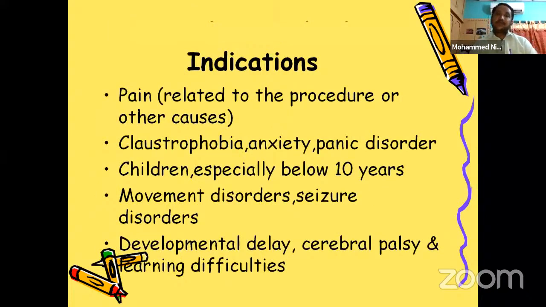Then coming to indications. What are the indications for non-operating room anesthesia? Usually, one of the main indications is pain, which may be related to the procedure or other causes. Then many patients may experience claustrophobia, for example, in an MRI machine. They are taken into a small enclosed space, so they feel claustrophobic. Anxiety may be there, panic disorders may be there.